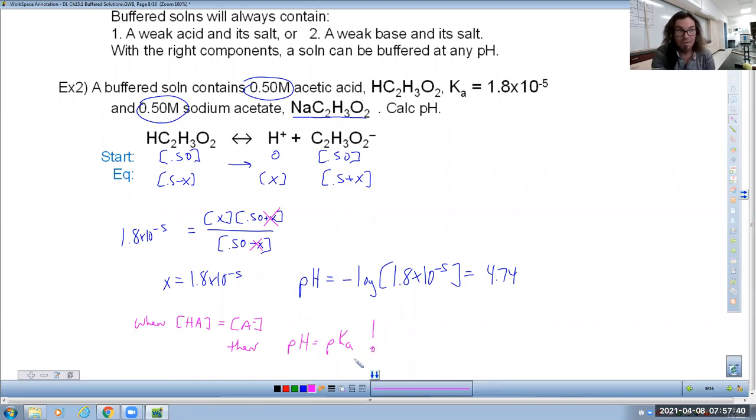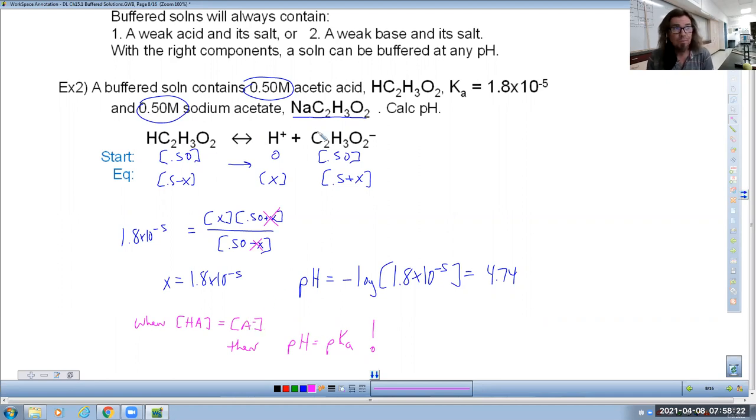Don't all jump up at once, but isn't that kind of exciting that you can skip this entire process and just do this? I believe I've done that for you on some of the FRQ reviews you've done already. When they say on the AP test, justify your response, you don't have to justify it by showing all this work. You can justify it by saying, at the midpoint, the pH equals the pKa. What is the midpoint? The midpoint is when an acid and its conjugate are in equal concentrations.